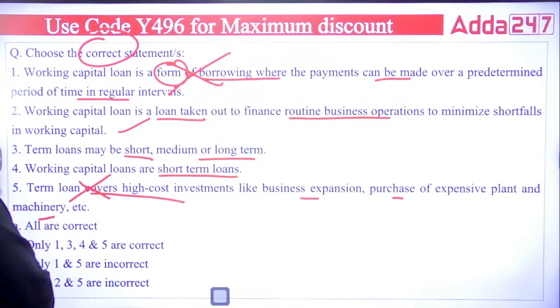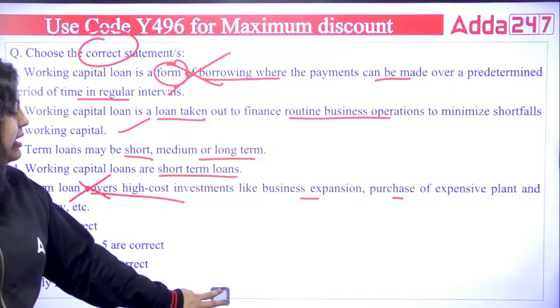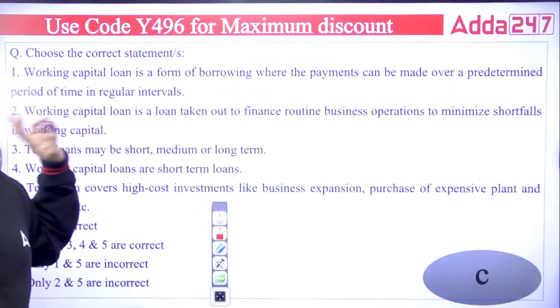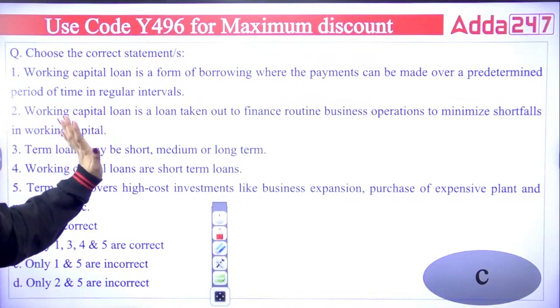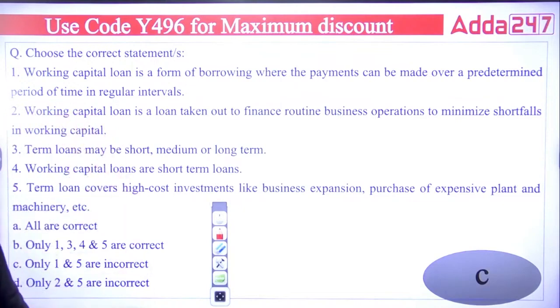It means first and fifth are incorrect statements in this particular question. So your right answer will be C option, that the first and fifth are incorrect. They are incorrect statements. So the answer will be your C.